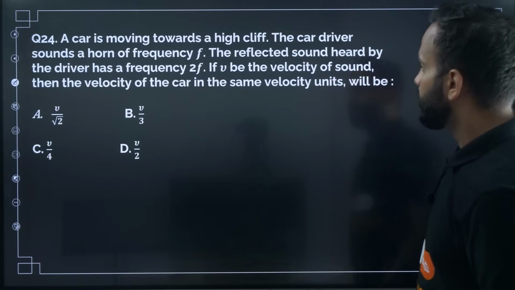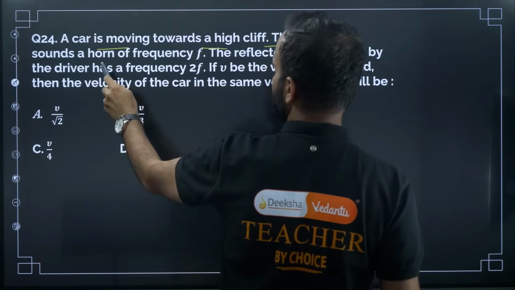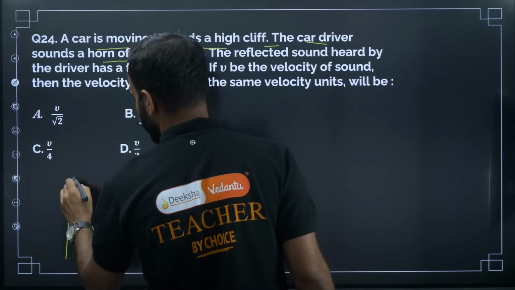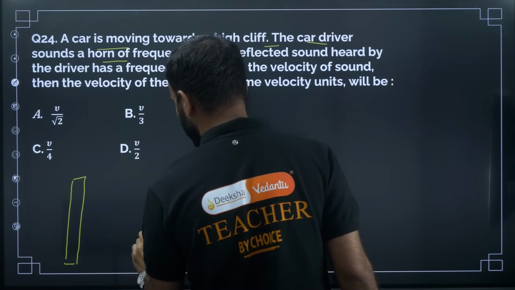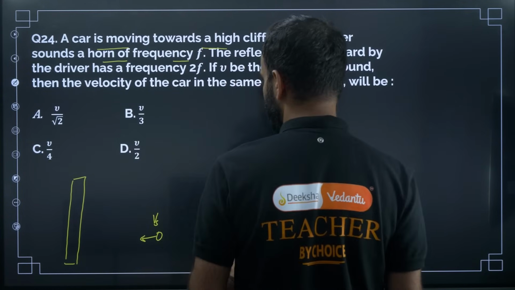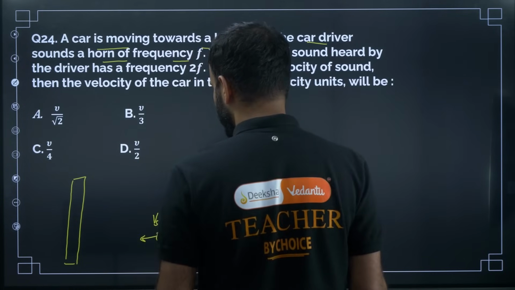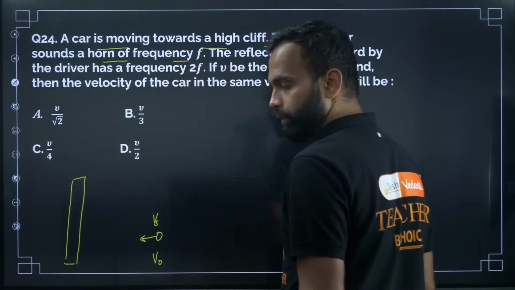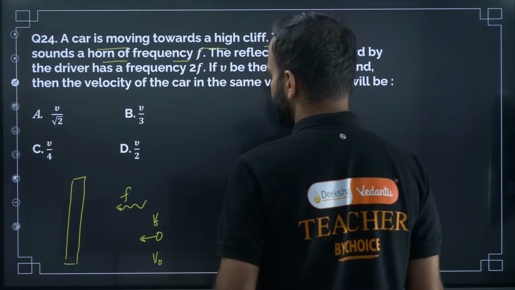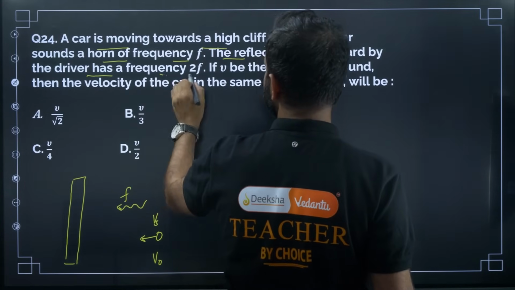Next question, question number 24. A car is moving towards a high cliff. The car driver sounds a horn of frequency f. Okay, so this is the high cliff. So this is the car. Velocity of the source is Vs, that is also the velocity of the car, and velocity of the observer is Vo. Both are moving, right? So frequency of the sound is f. The reflected sound heard by the driver has a frequency 2f.